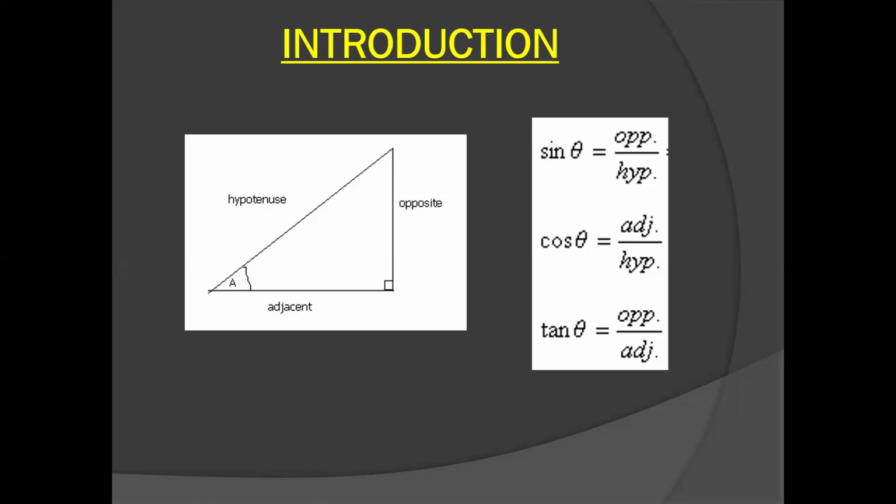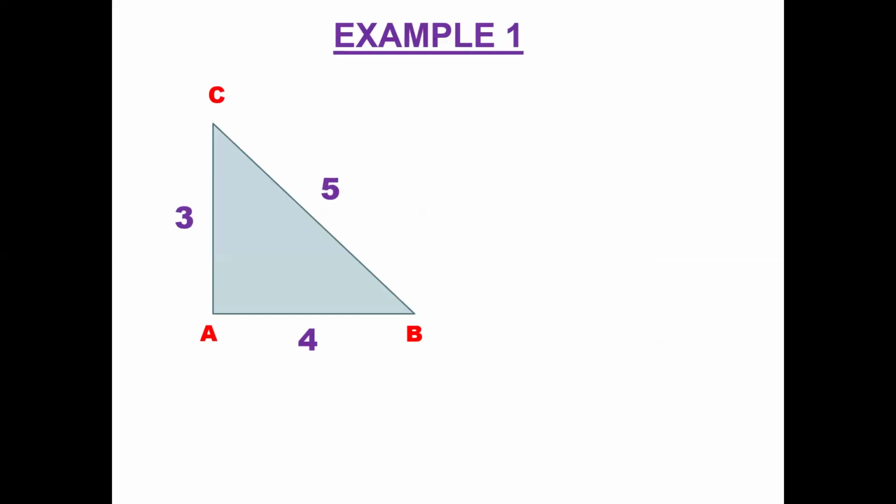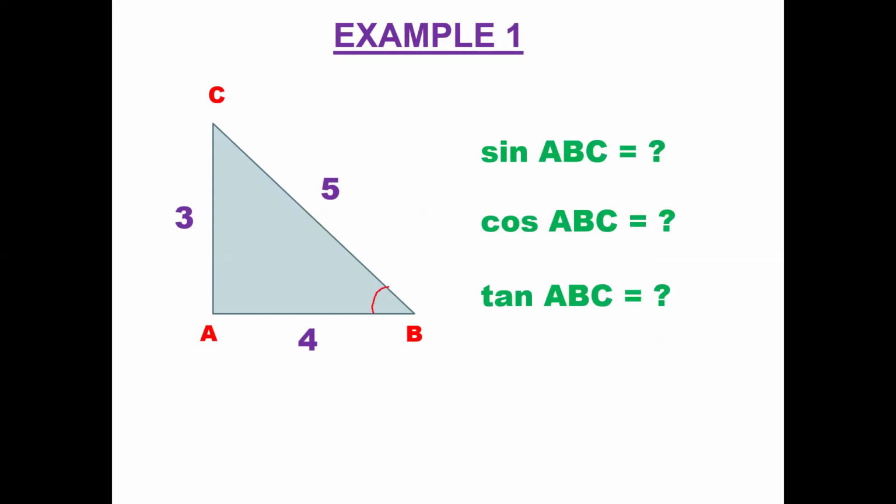Orally look at it. Can you recall them? Good. So they are basically the three trigonometric ratios. Now I put an example. You just have to tell me orally what is sine ABC. The angle is at B. When the angle is at B, my opposite would be 3, adjacent will be 4, and hypotenuse will be 5.